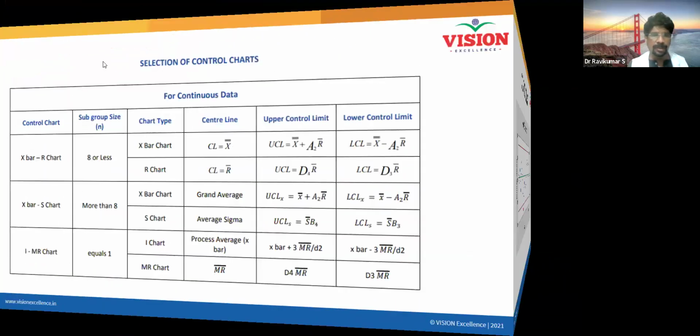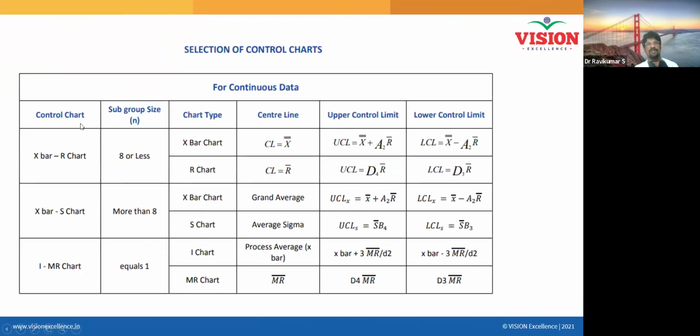Okay. So what do we require for developing a control chart? We need data and the samples. The sample is called a subgroup here. Sometimes we may say number of samples, sometimes number of subgroups. These are the subgroup size or the sample size. If it is less than or equal to 8, then go for the average and range chart. In that case, the formula for calculating the central line is X double bar, that is, the average of averages.